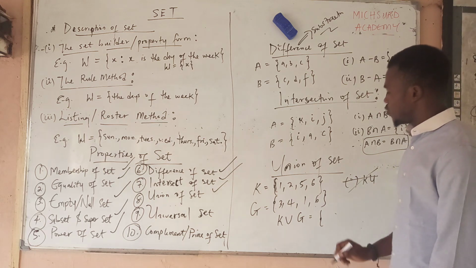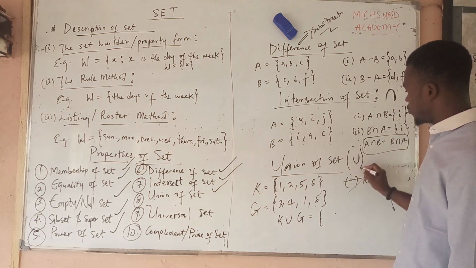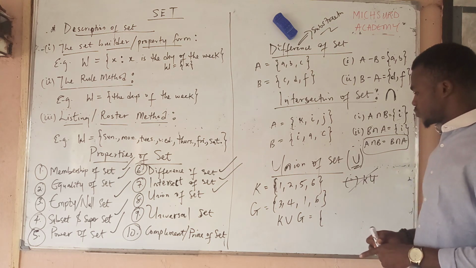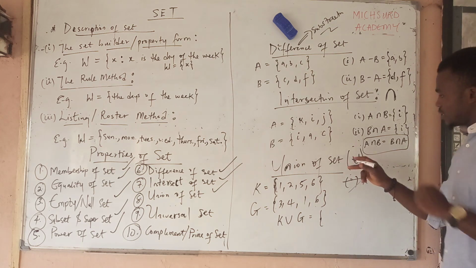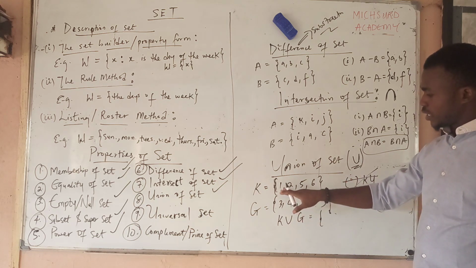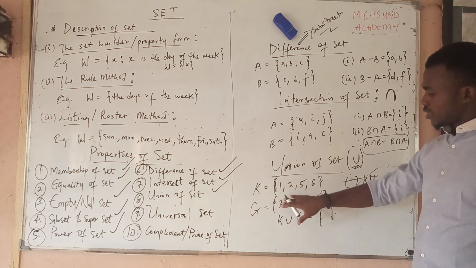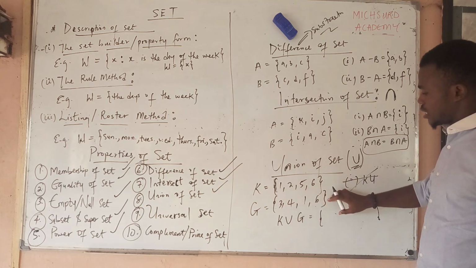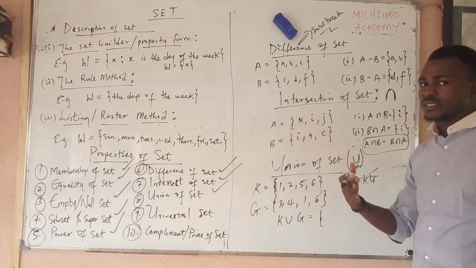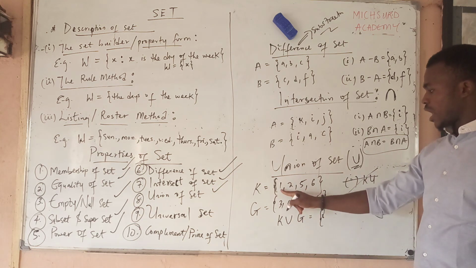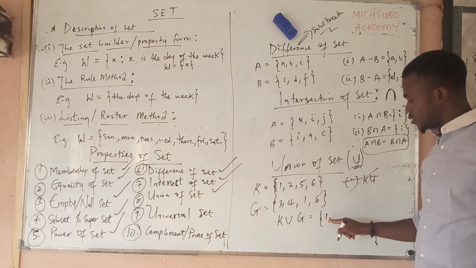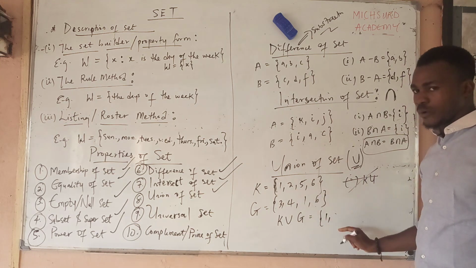We use this symbol U to show the union of a set. So if we are asked to find K union G, we are combining. We pick the elements that are here and combine them with those that are here. But remember, in a set, we do not repeat the same elements. So here we have 1 here, we have 1 here. We just pick one of the 1s.